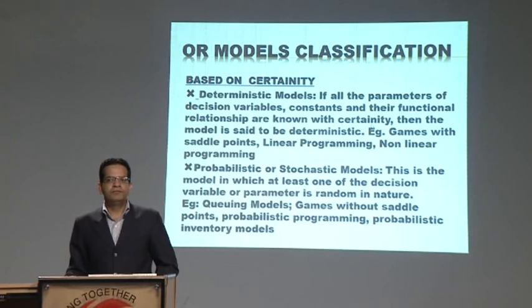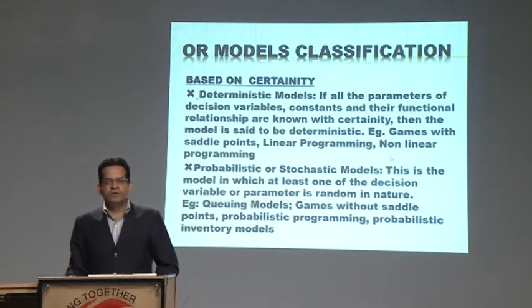A deterministic model: if all the parameters of the decision variables, constants and their functional relationship are known with certainty, then the model is said to be a deterministic model. For example, games with saddle point, linear programming, non-linear programming, etc.